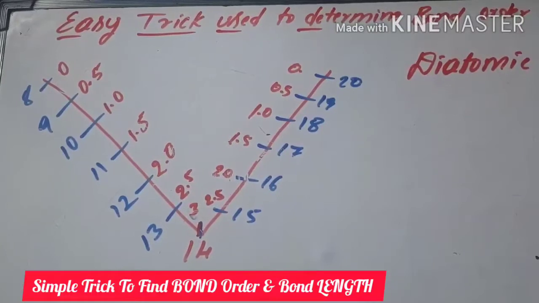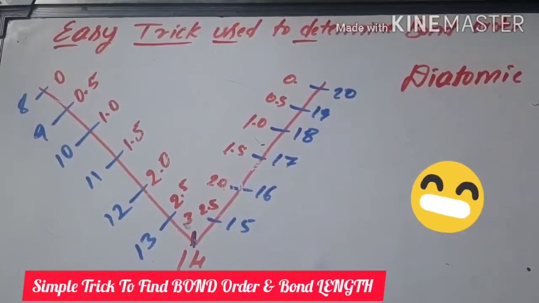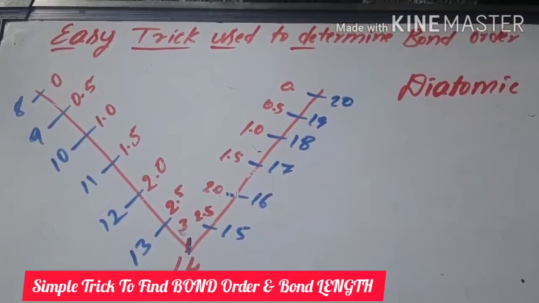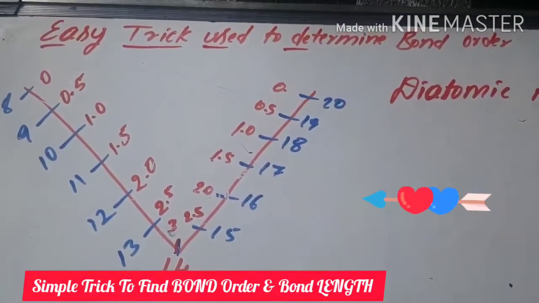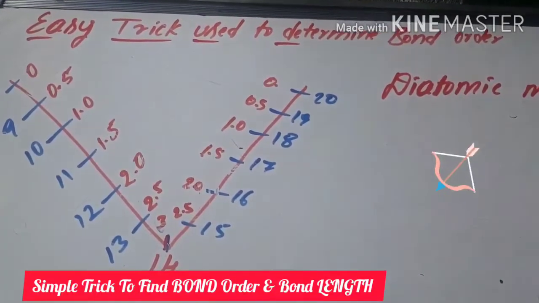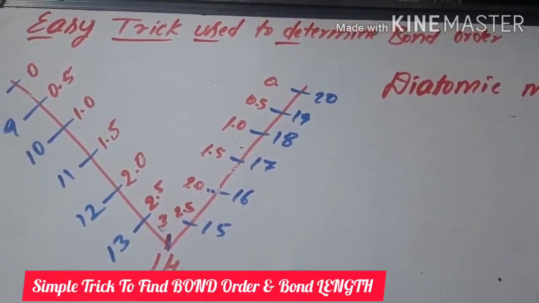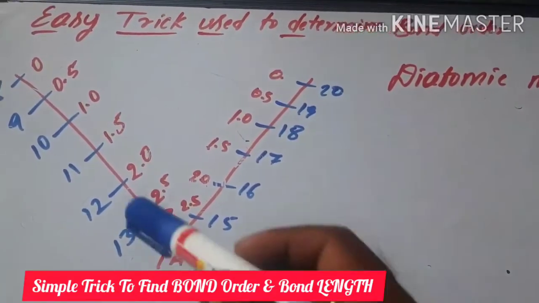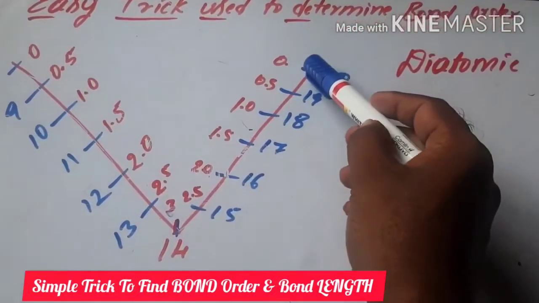Now we can discuss an easy trick used to determine bond order. Bond order is the number of bonds that exist between two atoms in the given molecule. So how can we determine this bond order using shortcut methods? Let me show you now. First, draw one V-shaped line.